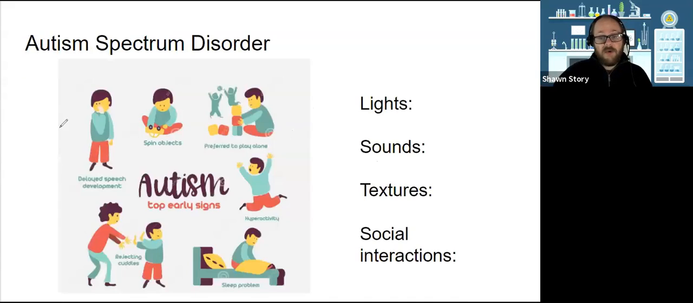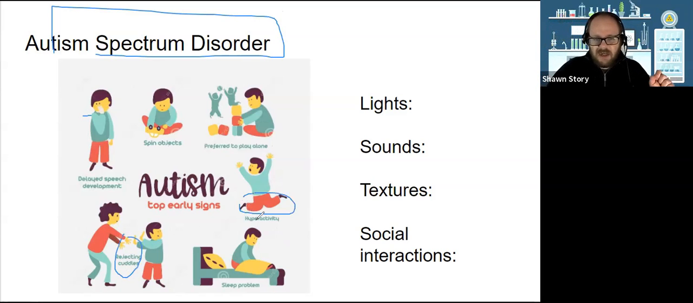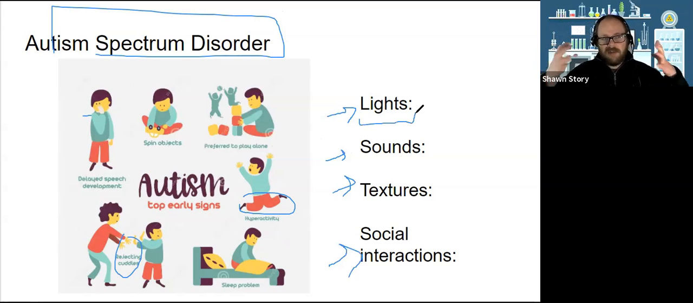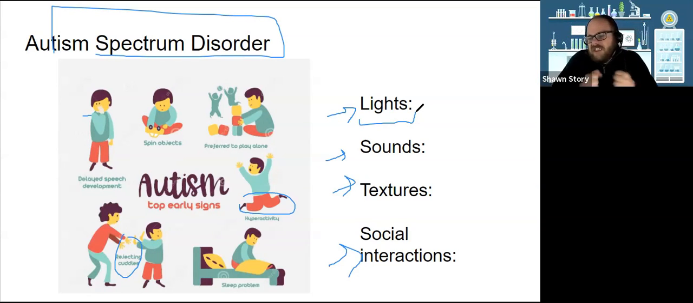All right. Now, when we look at autism spectrum disorder, this is also a neurological condition. It deals with the brain and the neurons. When we look at some of the warning signs with autism, there's delayed speech, rejection of touch, hyperactivity. We often see it's related to stimulus: lights, sounds, textures, social interactions, and they're often too much. A person with ASD often describes lights as too bright, sounds as loud and annoying, and textures as rough, scratchy, and uncomfortable.